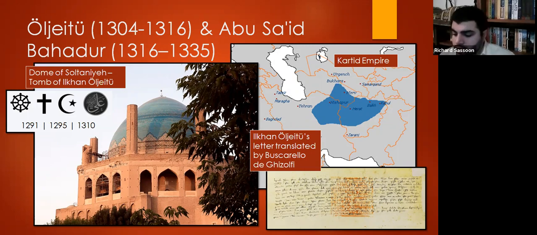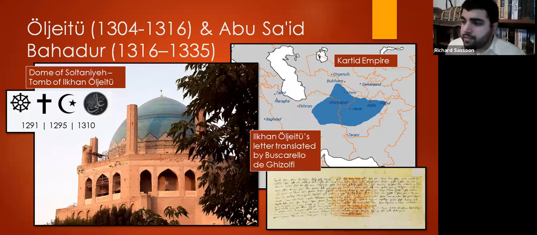The main contribution that we have from Öljeitu, aside from his economic developments, were twofold. The first one is that he moved the capital from Margot to Sultaniya, which is a little bit further east, but still in the northern part of Iran. And you can see his tomb, which is still in Sultaniya. After that it became the capital.